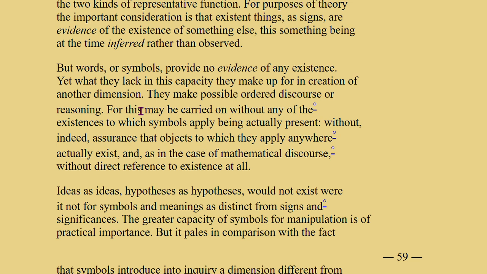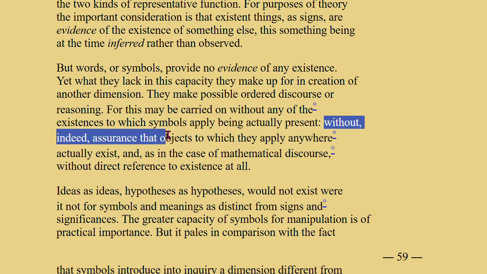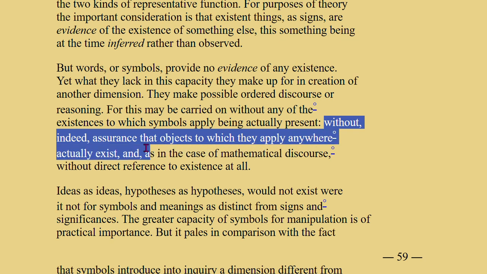For ordered discourse may be carried on without any of the existences to which the symbols apply being actually present, right? We can talk about things that are not present. In fact, that's kind of the whole advantage of language, without indeed assurance that objects to which they apply anywhere actually exist, and as in the case of mathematical discourse, without direct reference to existence at all. So ordered discourse, reasoning, can go on about things which may not actually exist, that do not exist in our experience, that do not necessarily exist in the world at the moment or in the foreseeable future at all.